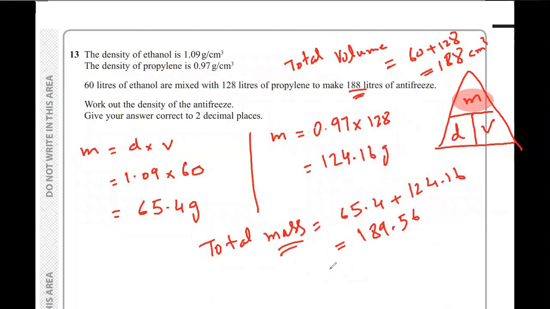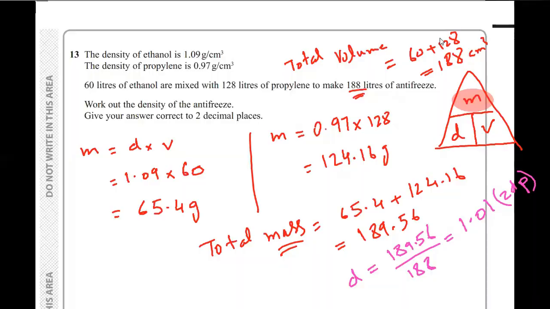Mass divided by volume. Yes, so density will be equal to, if we cover this, mass over volume. Total mass is 189.56 divided by volume 188. What will be the density of the antifreeze? It must be 1 point something. It's just 1 if you round it. Yes, 1.01, and this is correct to 2 decimal places.